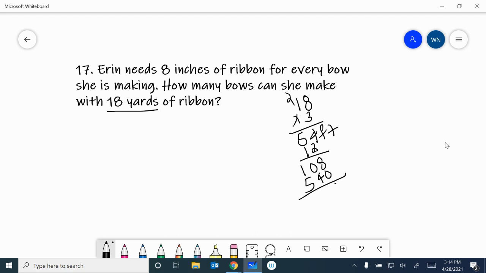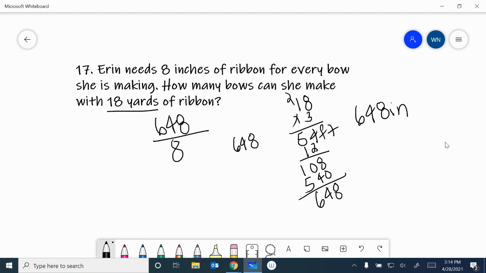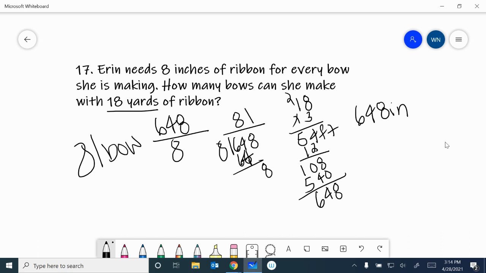648 inches. So she needs 8 inches for each of her ribbons. So we want to figure out, we would cut up our 648 inches into the 8-inch pieces of ribbon. So we're going to divide 648 divided by 8. 8 can go into 64 8 times because 8 times 8 is 64. Bring down that 8, can go into it 1 time. She can make 81 bows with her 18 yards of ribbon.